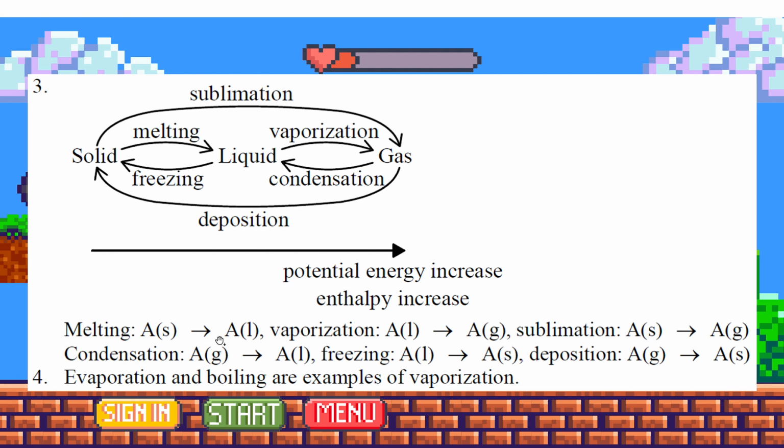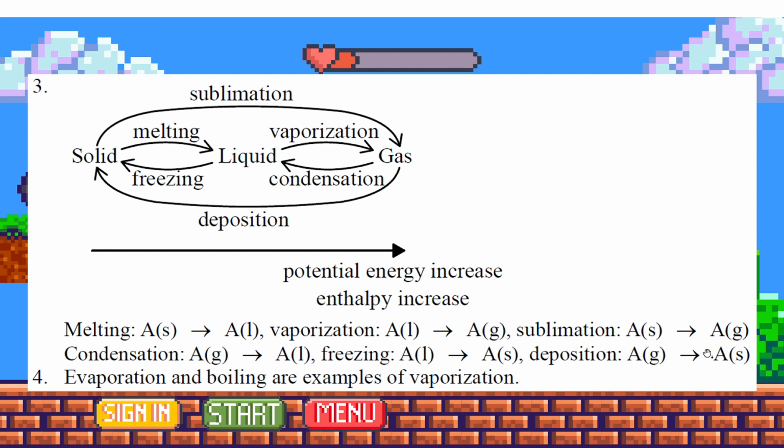So for melting, we want to write down a chemical equation, very easy. An arrow showing a before and after. The thing on the left of the arrow is before, the thing on the right of the arrow is after. So solid becomes liquid, we call it melting. So A(s) arrow A(l). So you can write down all the six things.